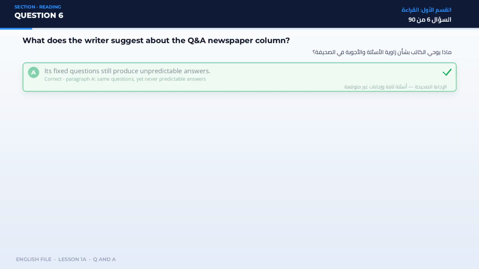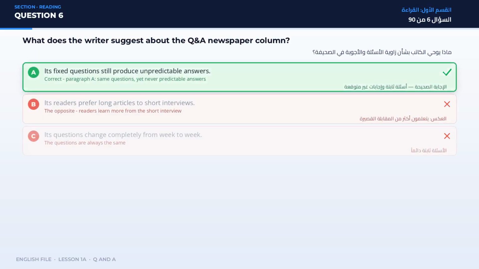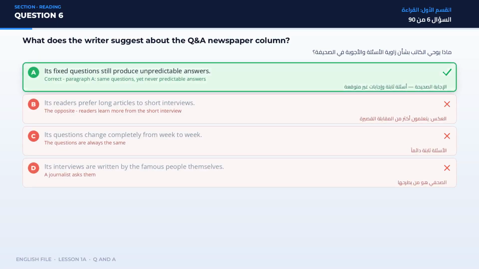A, its fixed questions still produce unpredictable answers. Paragraph A, same questions yet never predictable answers. Not B, the opposite. Readers learn more from the short interview. C, the questions are always the same. D, a journalist asks them. Question 7.